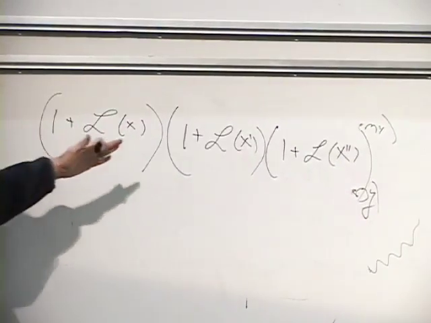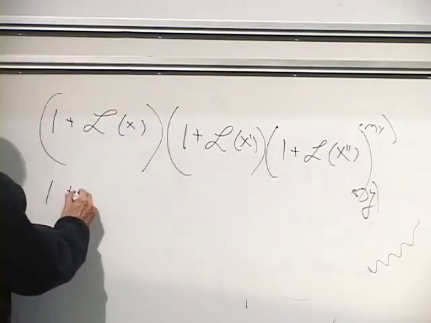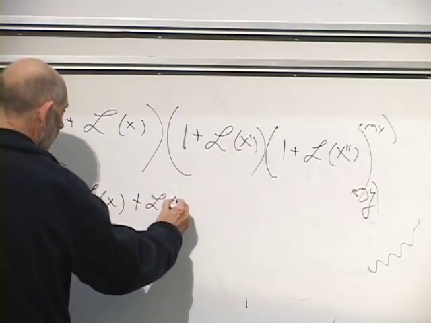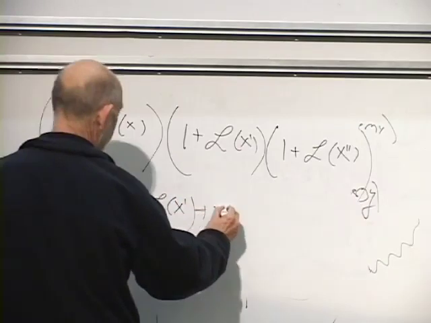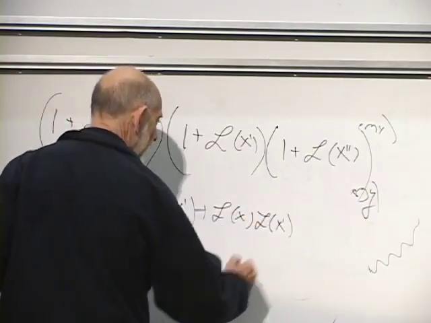Let's take just 2 terms. Let's just take 2 factors. What does it give you? It gives you 1 plus L at point x plus L at point x prime plus L at point x times L at point x prime, right?